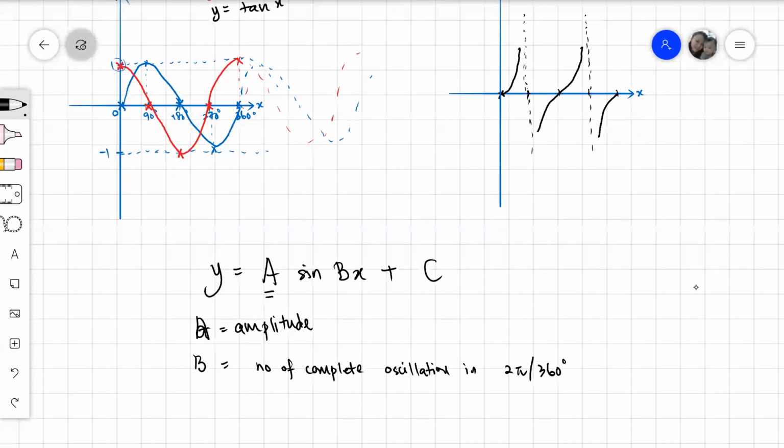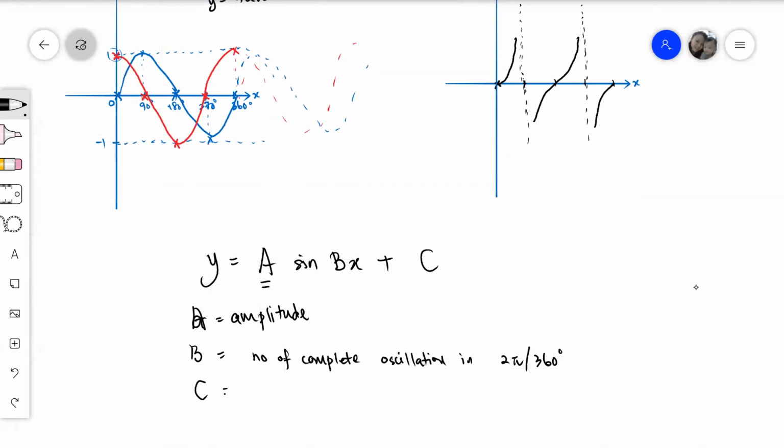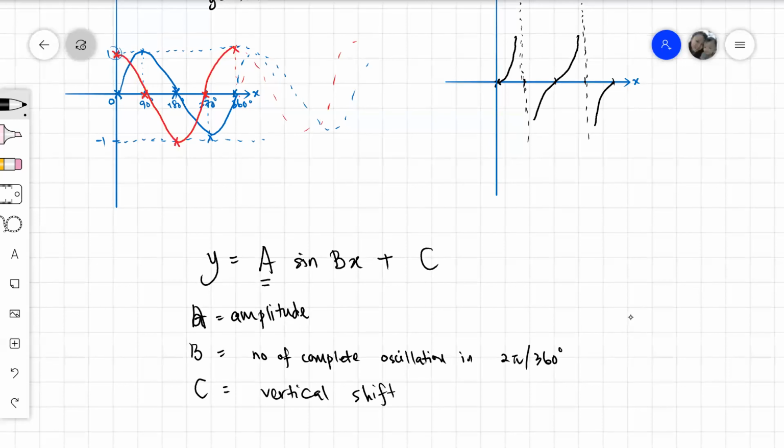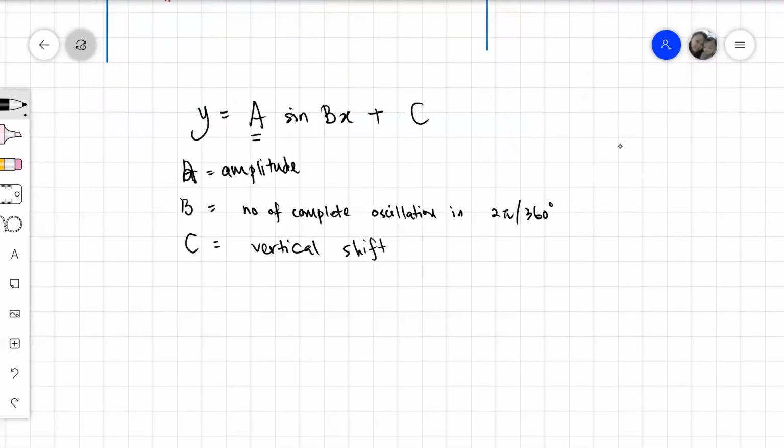Now, what about c? C will be the y shift, the vertical shift of the graph. Now, let me show you an example.